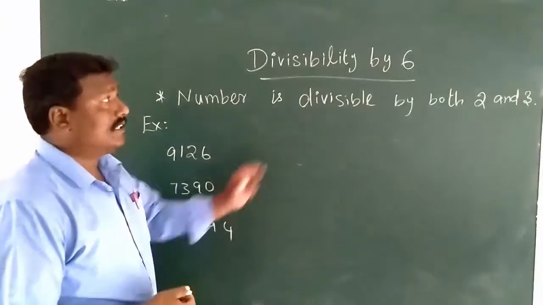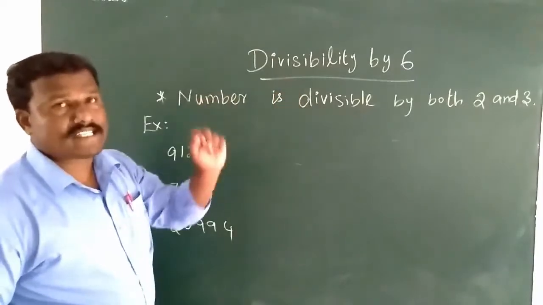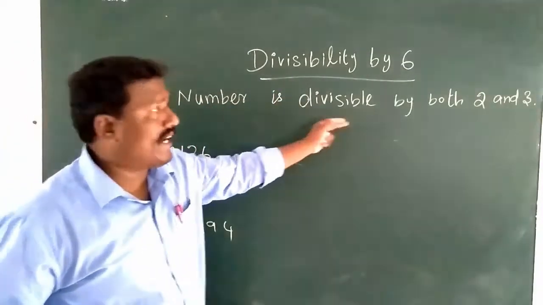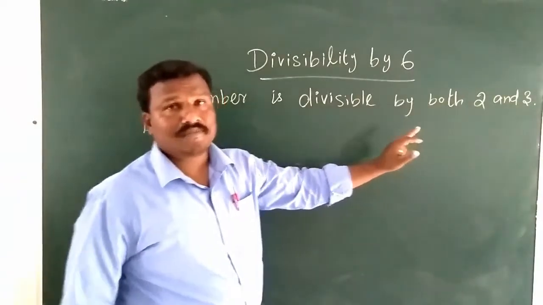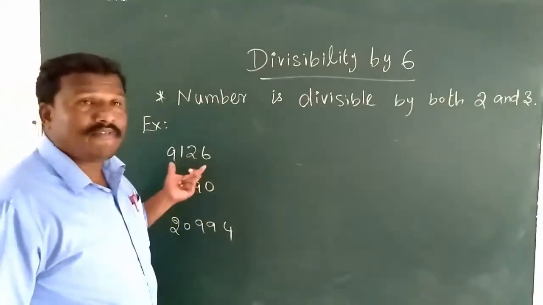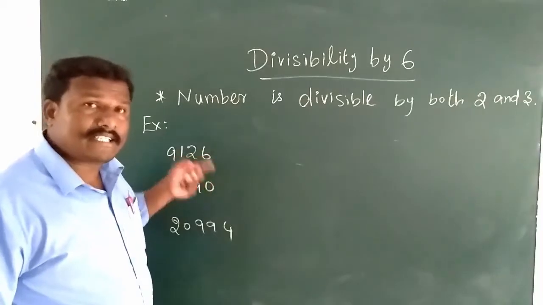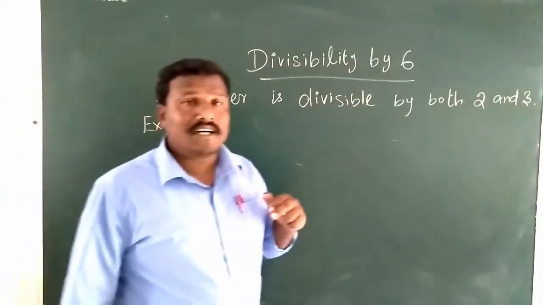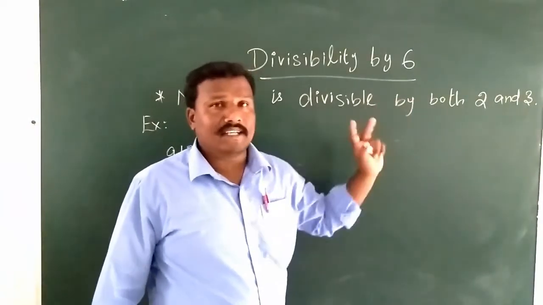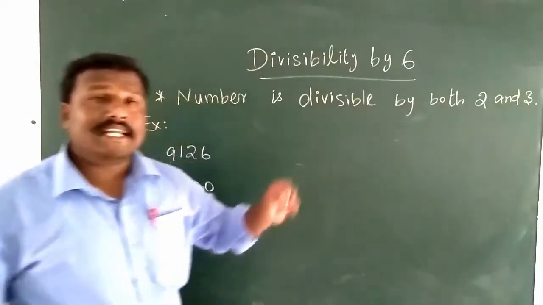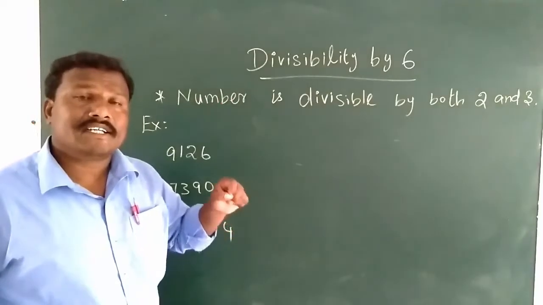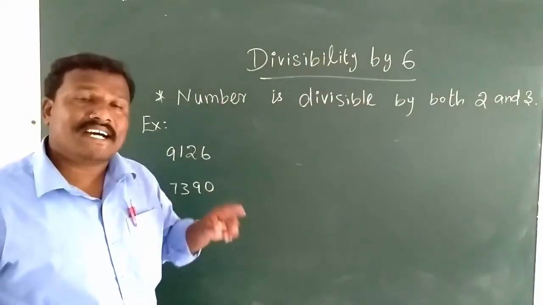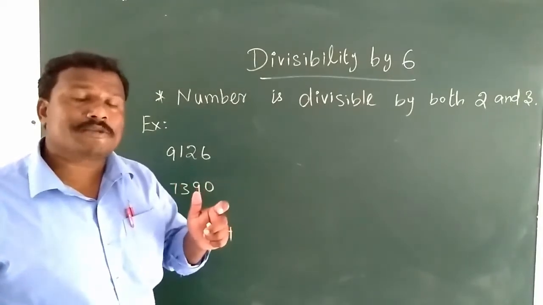Let me discuss another divisibility rule, 6. So what is the rule? If a number is divisible by both 2 and 3, that number can be divisible by 6 also. We already know the rule of 2. What is the rule of 2? If 0, 2, 4, 6, 8 is in the ones place, the whole number can be divisible by 2.